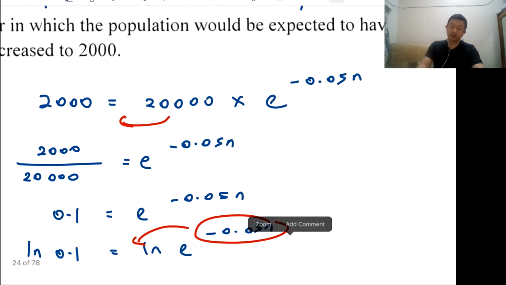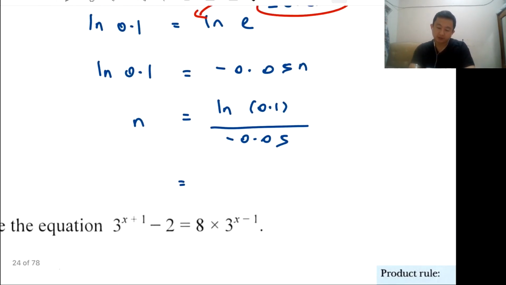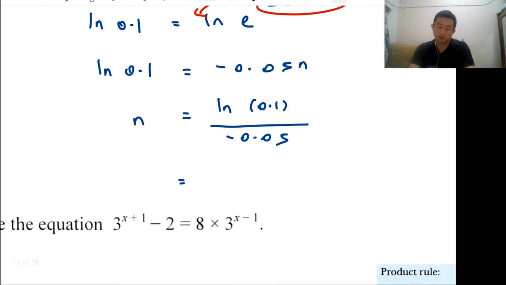46. Let me check again. Oh, this is the part I did wrong. 2000 over 20,000, 0.1. Correct, right? Okay, correct. So what is the answer just now? So I have ln 0.1 divided by negative 0.05, 46.05. So again, we round it off to a whole number, 46.